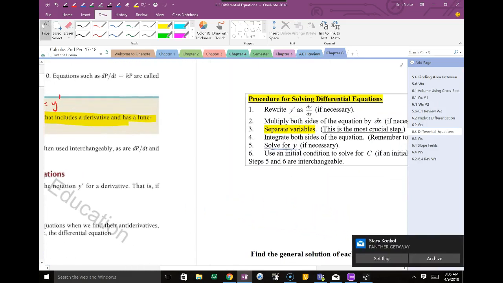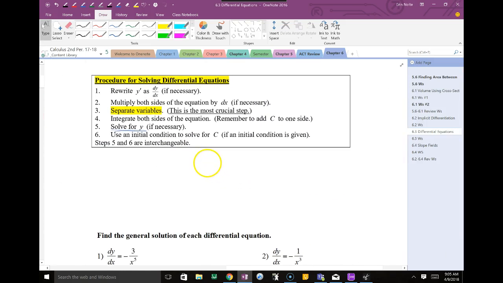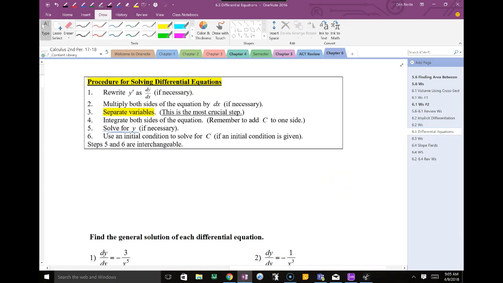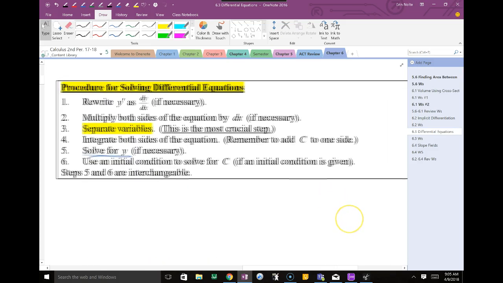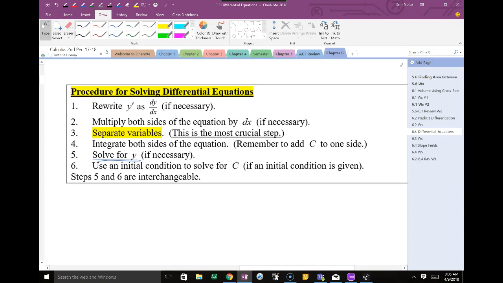Okay, so this is kind of what I think is very helpful. This actually comes out of our AP Calculus textbook. And it's your procedures for how to solve a differential equation. Okay, so if you can remember these procedures, which I would highly recommend you write down, you should be okay.